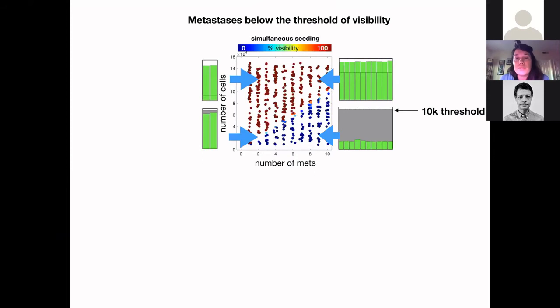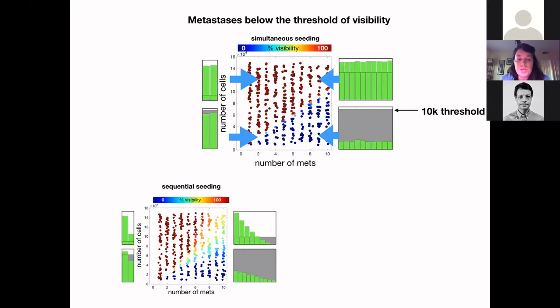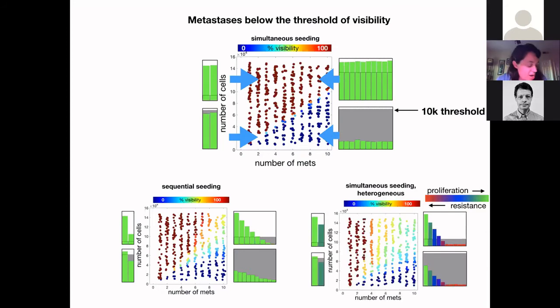And so you can see that basically when you see them all at once and they're all homogeneous, they're going to be all visible or all invisible. And there are some on this line that are landing just right on that threshold, so maybe some are visible and some are not. If we have sequential seeding, you can see that the sizes of these tumors vary, and so some will be visible and some will be small enough to go undetected. And the same thing happens if you have heterogeneity amongst these metastases. It's practically indistinguishable, if all you could see was the sizes, whether it's due to sequential seeding or due to heterogeneity and this cost of resistance of these cells being seeded.